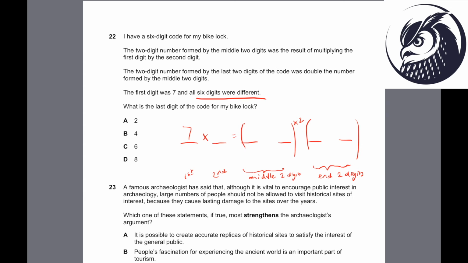Now instead of 3, we should try the next number, which is 4. So 7 times 4, that's 28. Okay, so far so good. 28 times 2, that's 56. And voila, all of the digits are different, and therefore this has to be one of our answers. And it says the last digit is 6. So therefore our answer should be C. So the trick to this question: drawing a diagram and a little bit of trial and error.